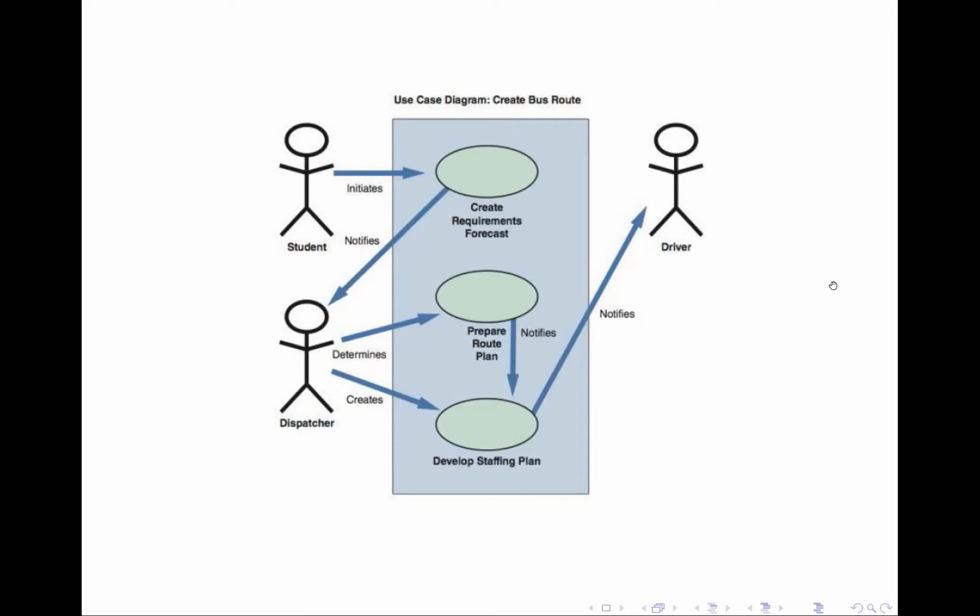And the use case starts with the student. The student initiates create requirement forecast, which will notify the dispatcher. Then the dispatcher determines the preparation of the route plan, and it will develop the staffing plan. And the dispatcher is the one who actually creates this staffing plan. So that finally notifies the driver to drive.